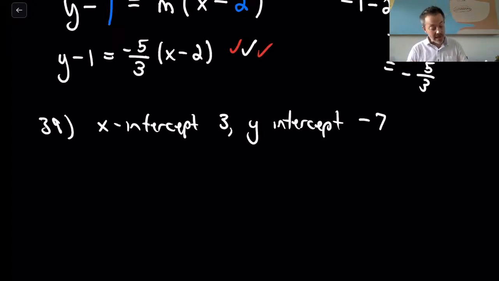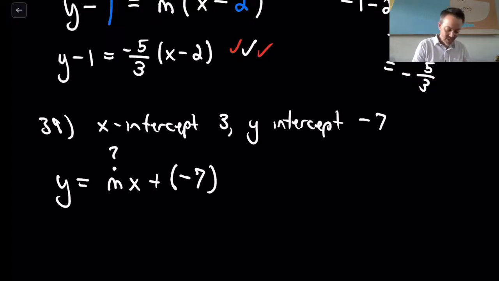They give you the y-intercept. So I have y = mx, and again I'll put a little question mark for the slope, plus the y-intercept. Okay, the y-intercept is -7. We don't write it that way, right? We just write it as -7. Now I want to compute the slope in this case.